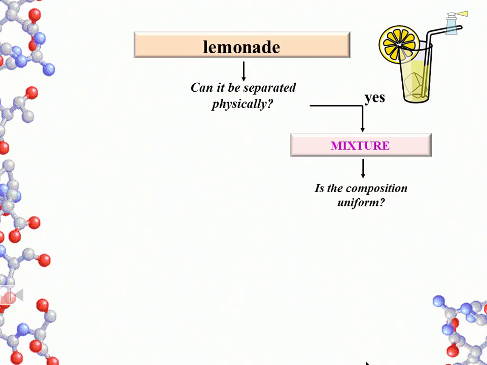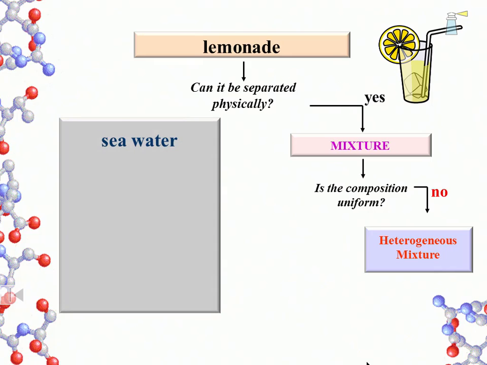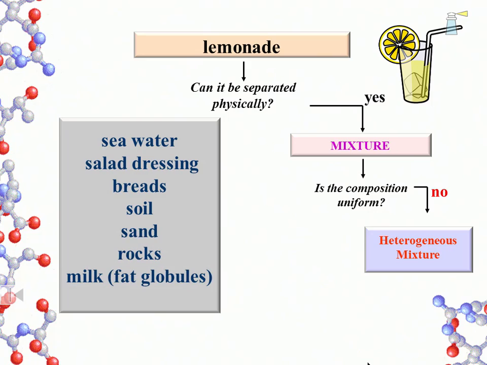If, however, it is made from real lemons, then the lemonade will have little bits of pulp in it, and then it is heterogeneous. Pulp and ice are different phases or states than the water, which can make one drop of lemonade different from another. Examples of heterogeneous mixtures include seawater, salad dressing, breads, soil, sand, rock, milk right out of the cow, it will have fat globules, and wood. Of course, there are many more examples, but these should be a good start.